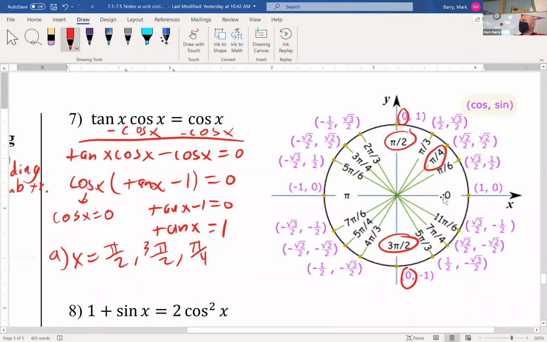If you're thinking it was 0, it's not. Remember, tangent of 0 is 0 over 1, which is 0. Tangent of pi over 2 is 1 over 0, which is actually undefined. It's not 1. It's undefined.